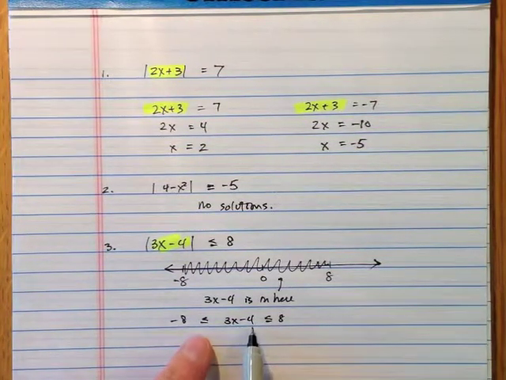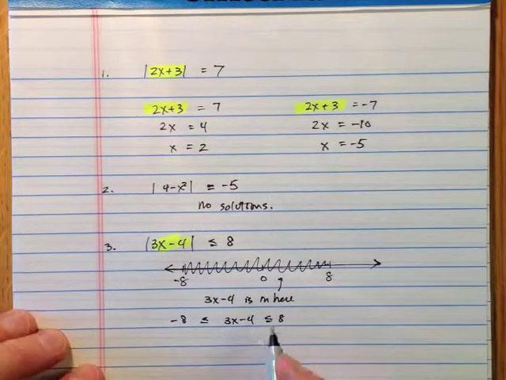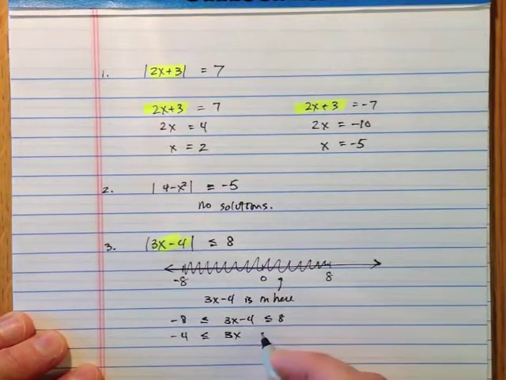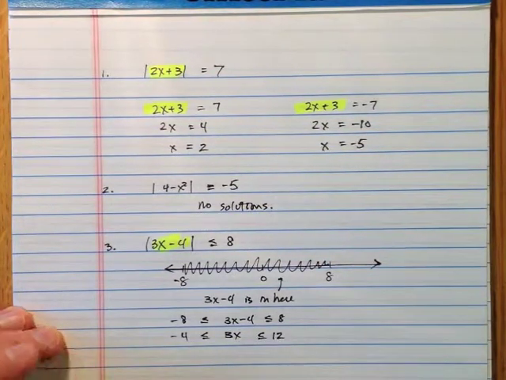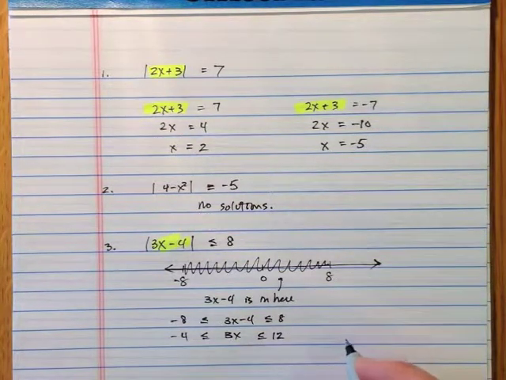But now I can solve these two the same way I would solve a linear equation. How about I add 4 to both sides? Divide both sides by the positive number 3. That doesn't change the direction of the inequality.